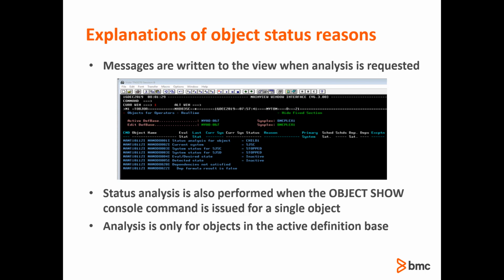Status analysis can also be provided for a single object via the Object Show console command. Unlike triggering analysis in the UI, messages resulting from the Object Show command are written to TOM's job log. Lastly, users must remember that status analysis can only be performed for objects in the active definition base.